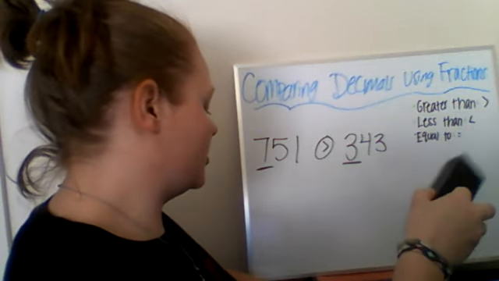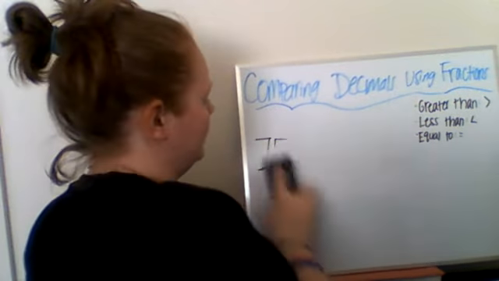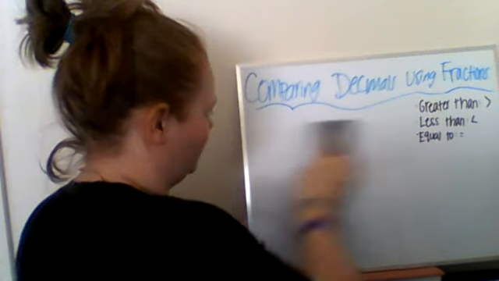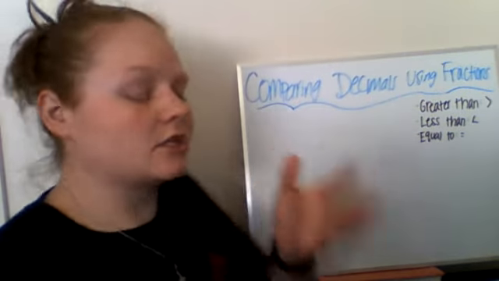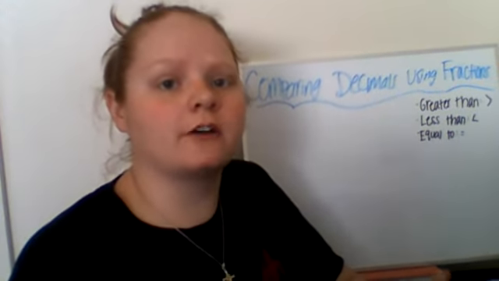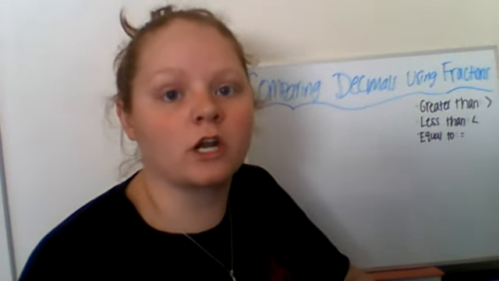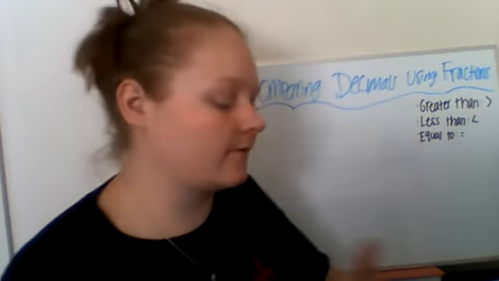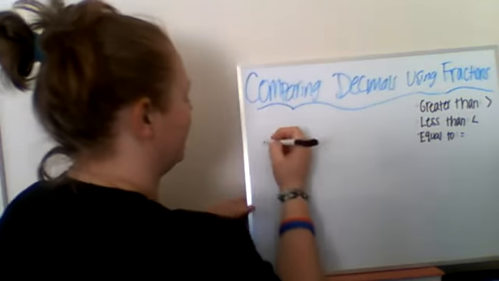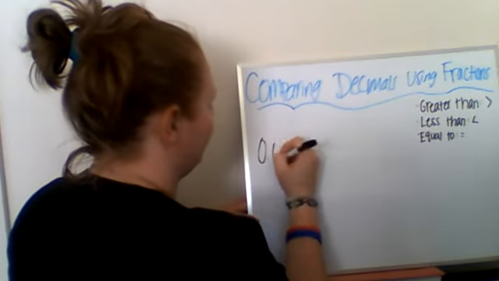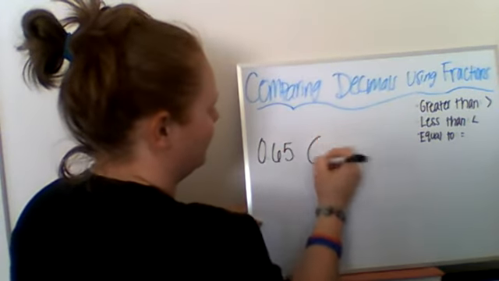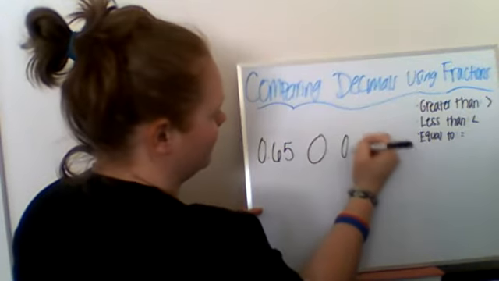Let's go into some examples with decimals. The first way I'm going to show you how to compare decimals is doing the normal way. We're going to look at each place value and go from there. If I give you the example 65 hundredths, now I want you to compare that to 43 hundredths.